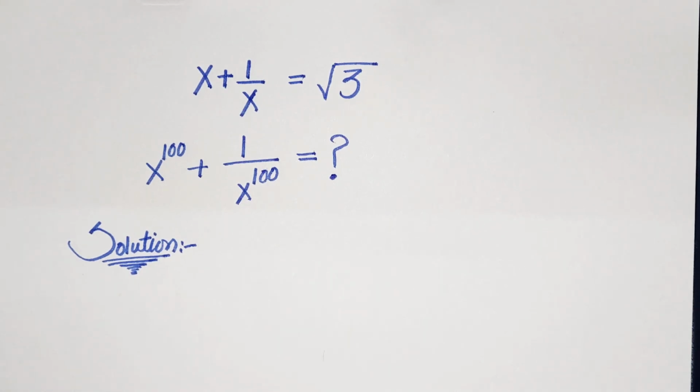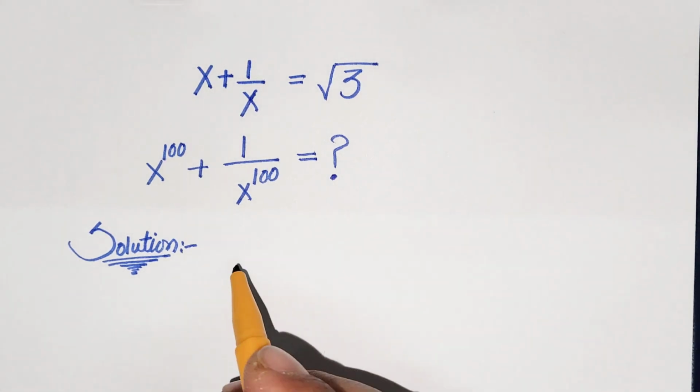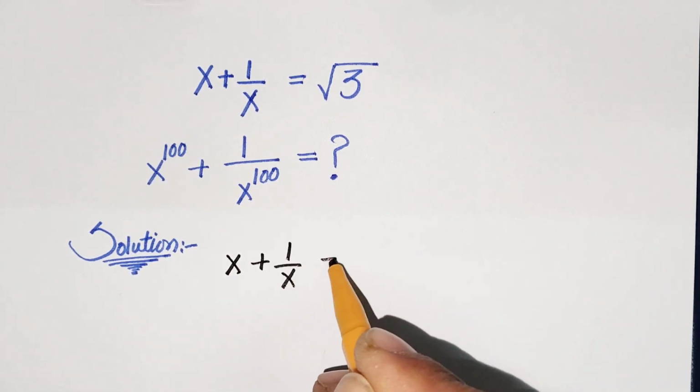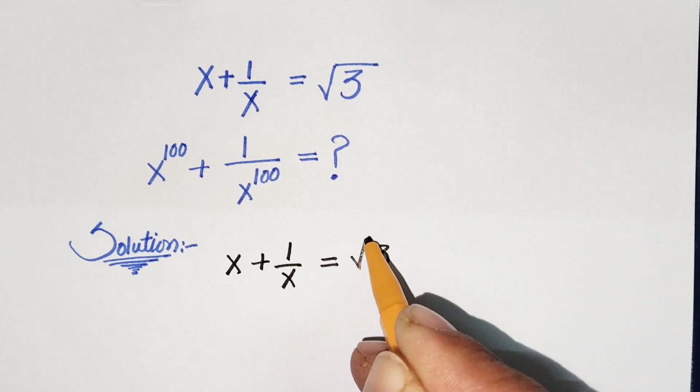So today we have a nice question which is x plus 1 over x is equal to square root of 3. So here we have to find the value of x raised to power 100 plus 1 over x raised to power 100. So we have to find the value of this one. Now we are going to start our first step here. So writing our problem, that is x plus 1 over x is equal to square root of 3.